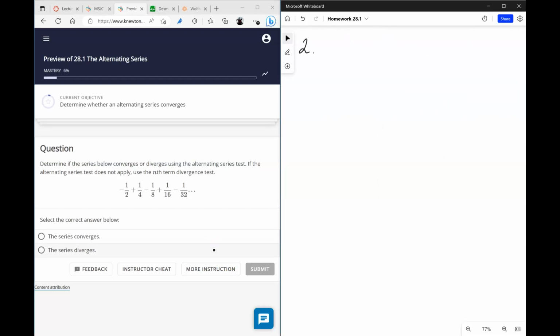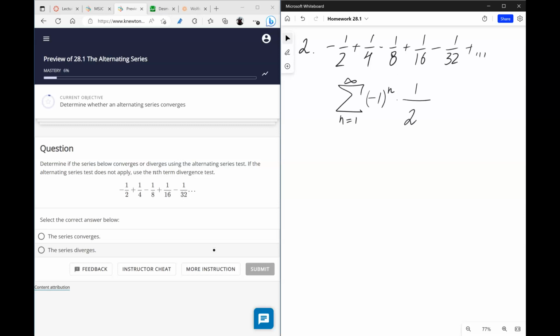All right, next question. We have a series given to us as a pattern. So the first thing we have to recognize is the pattern. And the pattern here is we're going to start at 1. The first element is negative, so it's going to be -1 to the power n. And then we have 1 over 2 to the power, I want to say n, which seems to be the case.